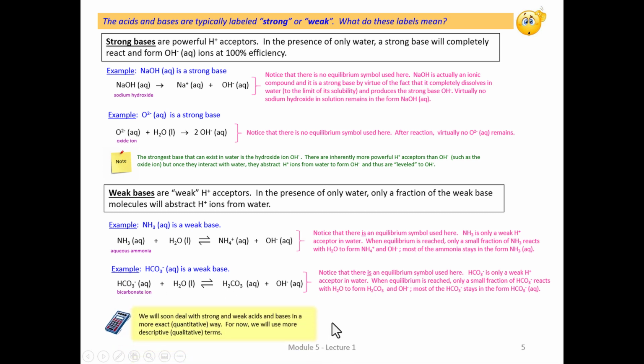Now we will soon deal with strong and weak acids and bases in a more exact or quantitative way, meaning we're going to do calculations. For now, we will stick with these more descriptive and qualitative terms, which will come in handy in many instances. Before we leave part 1 of this lecture, we need to look at some examples of acid-base reactions. Remember, acid-base reactions under the Bronsted-Lowry definition are simply examples of H+ transfer reactions.